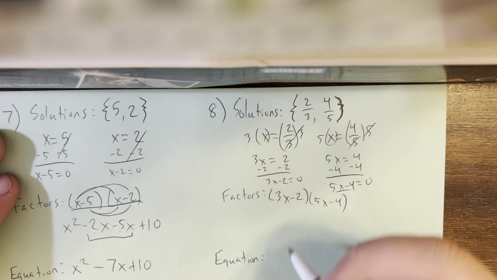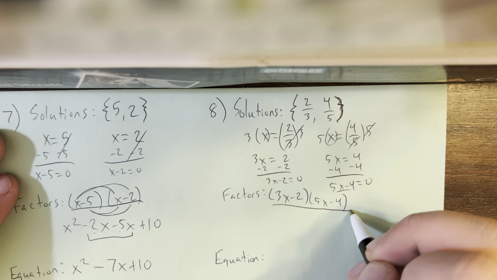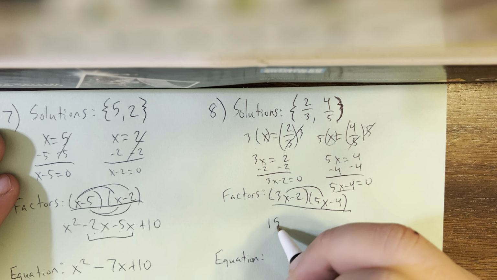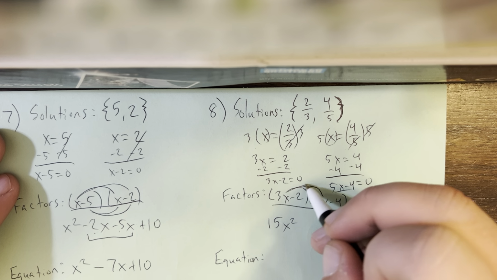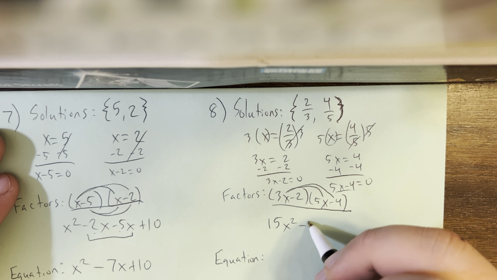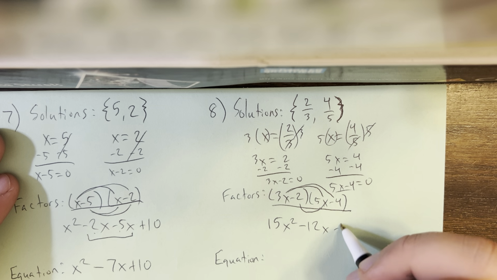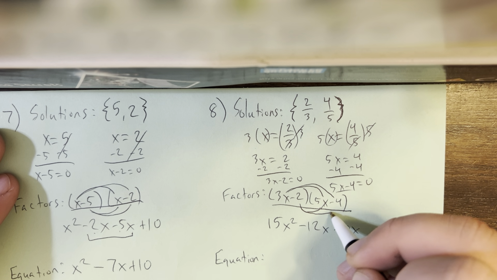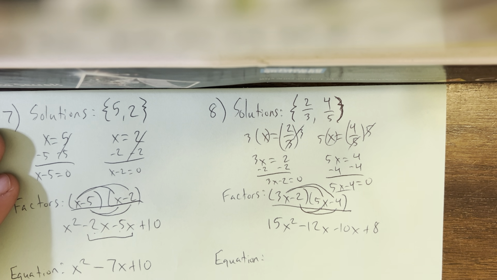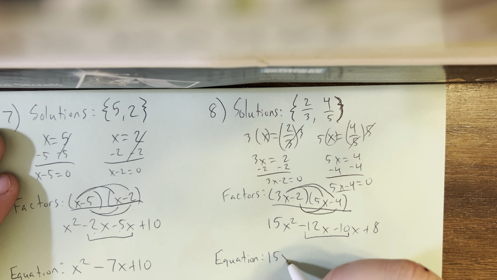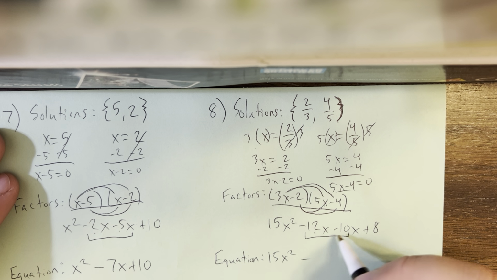And now to get the equation, we'll FOIL it out. So here's the factors. And so 3x times 5x is 15x squared. 3x times negative 4 is negative 12x. Negative 2 times 5x is negative 10x. And negative 2 times negative 4 is positive 8. And then we'll combine like terms in the middle. So we have 15x squared minus 22x plus 8.